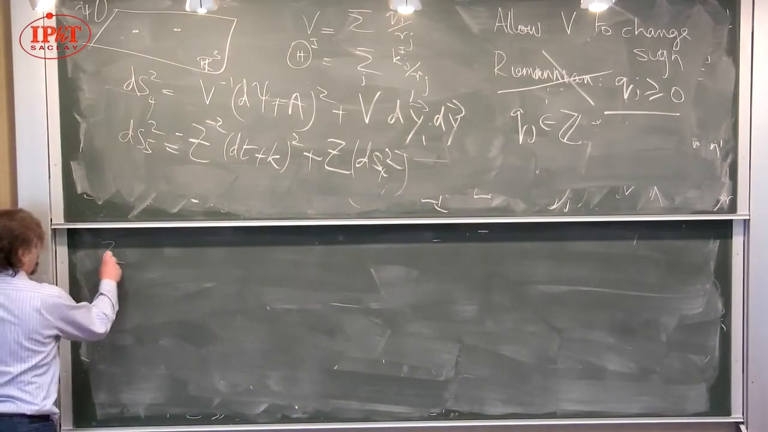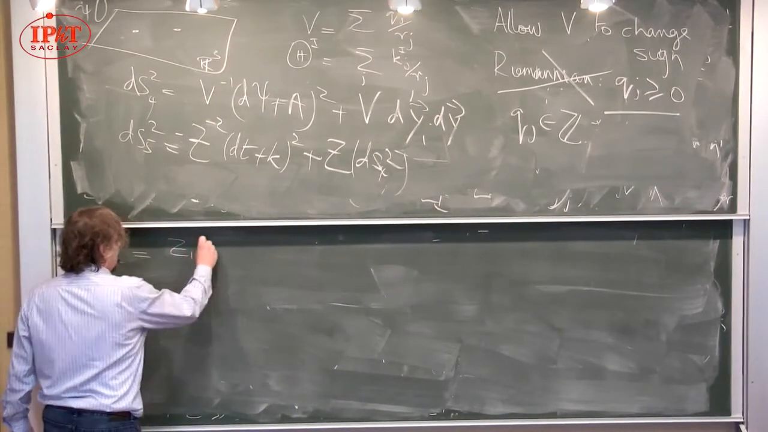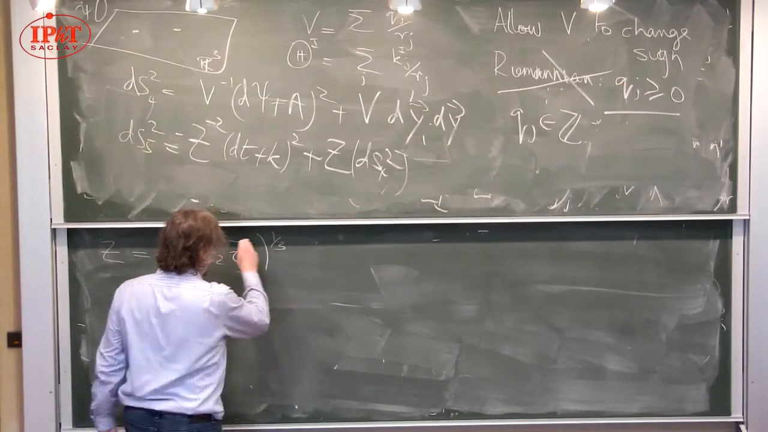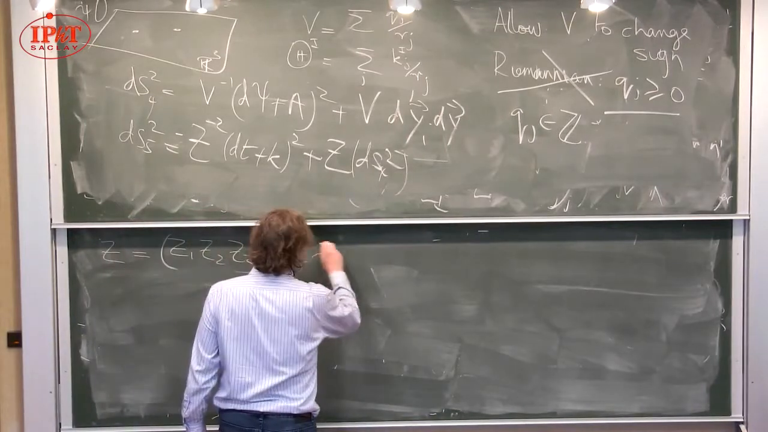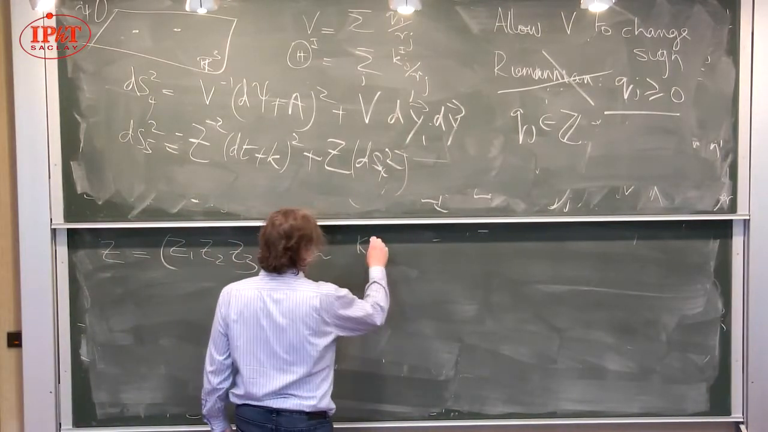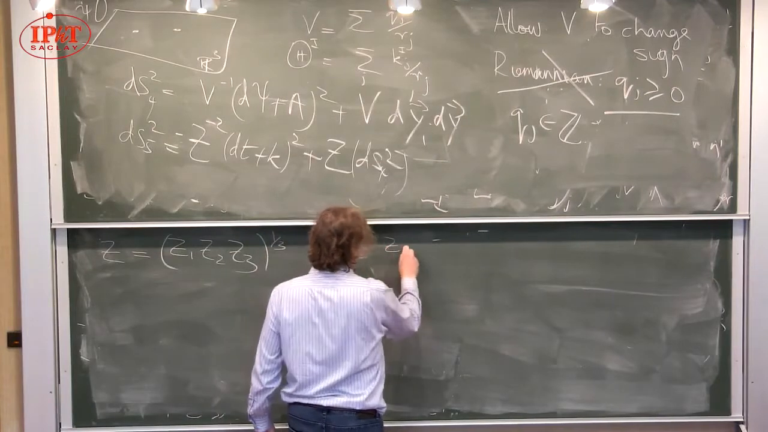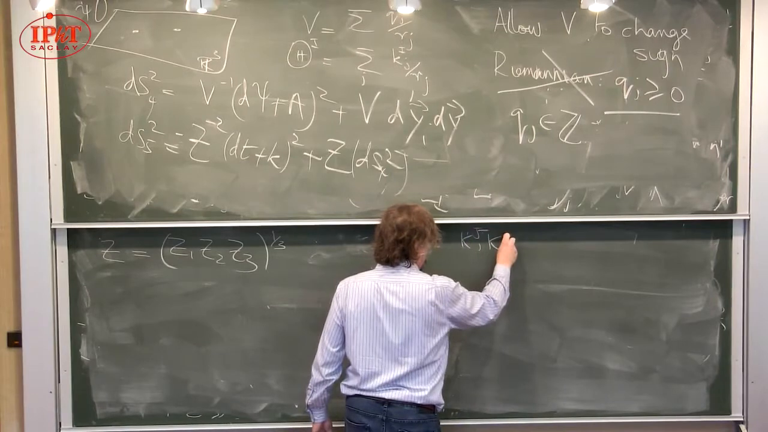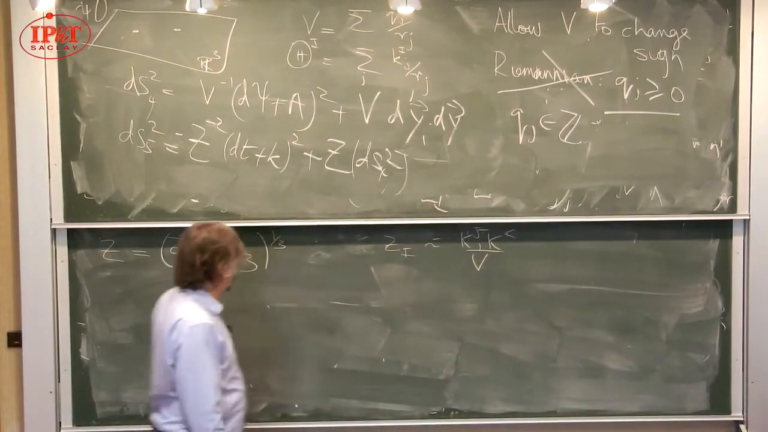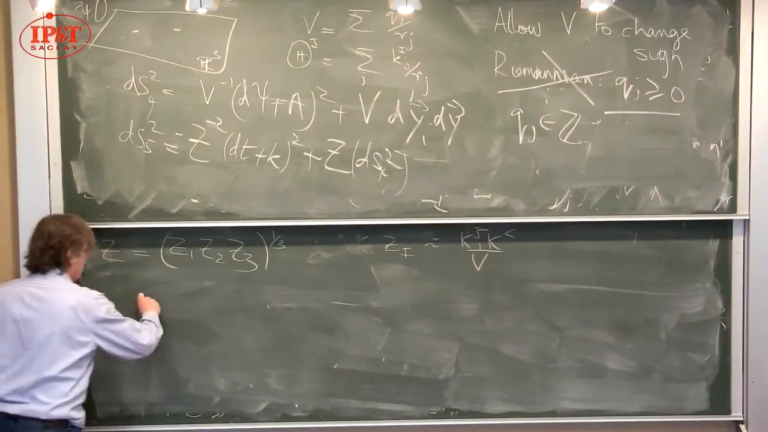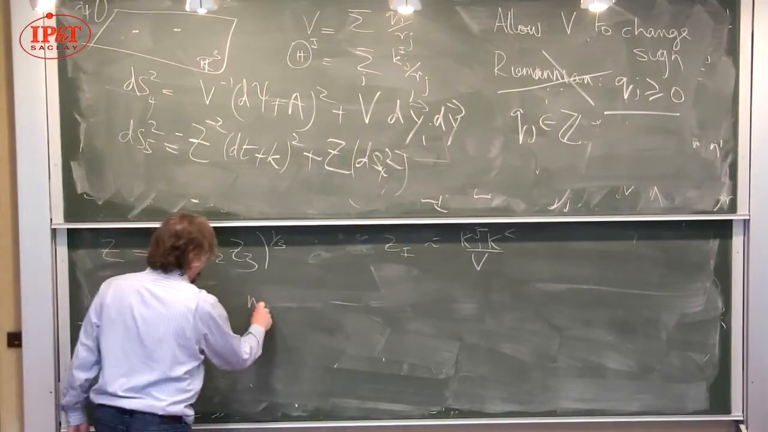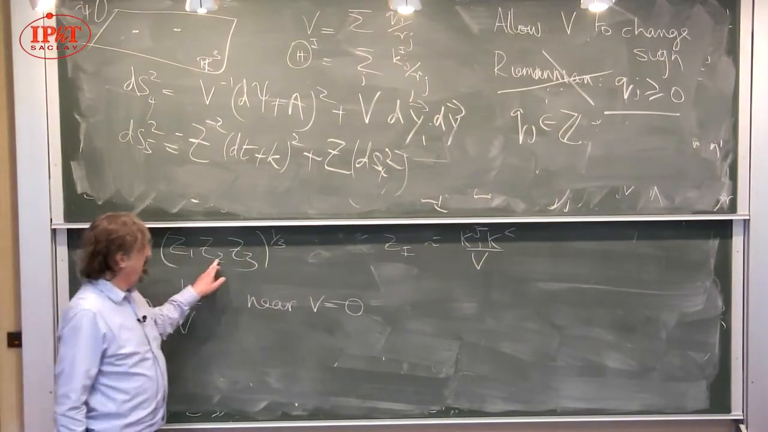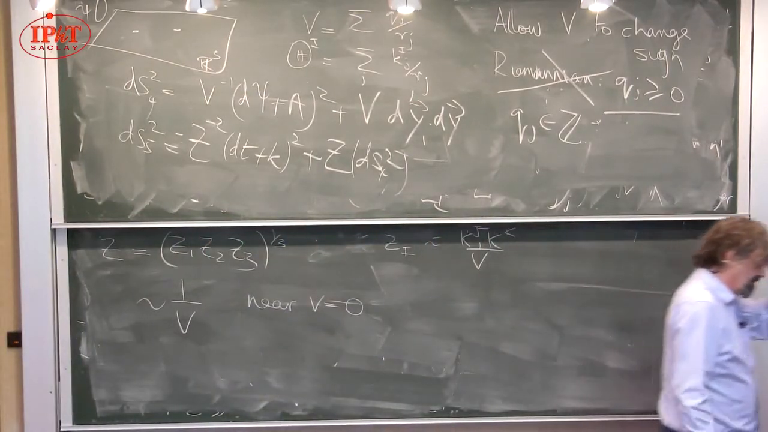Z. Remember what Z is? Z is Z1, Z2, Z3 to the third. Remember the Z's: Zi goes like Kj Kk over V. So if you look at this, it goes like 1 over V near V equals 0, because you get 1 over V here, 1 over V here, and 1 over V there, so you get the cube root of 1 over V.